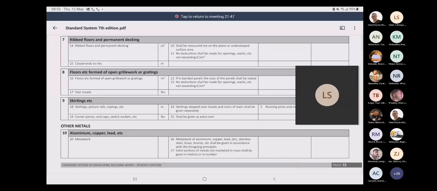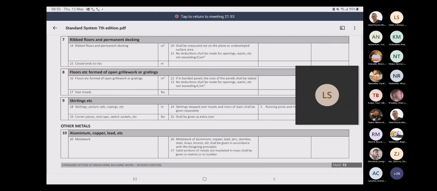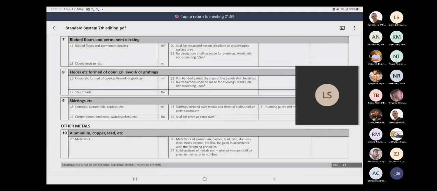Stair treads. Do we all know what stair treads are? By show of a thumbs up, do we know what stair treads are? You've heard of rises and treads? Huh?